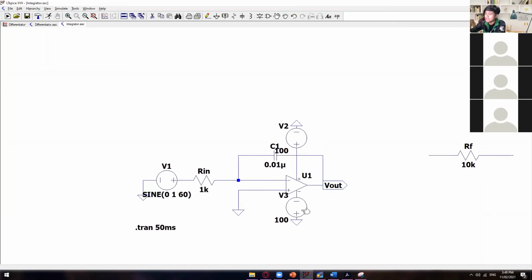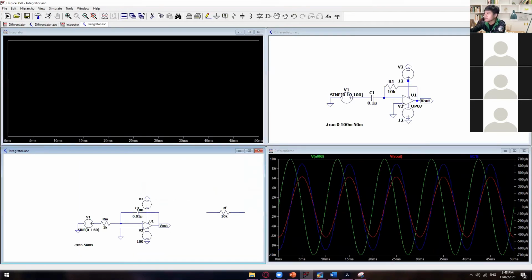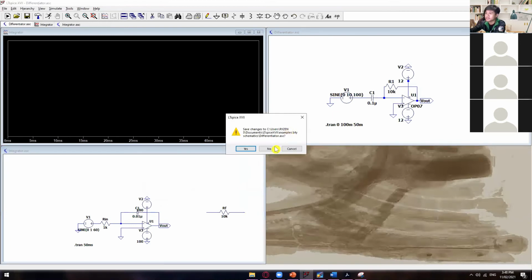Okay, so I didn't show you guys the step by step on how to do this one, since this one is very similar to the inverting amplifier. Just change this one into a capacitance. All right. So for now, let's take a look. What is the output of this one?